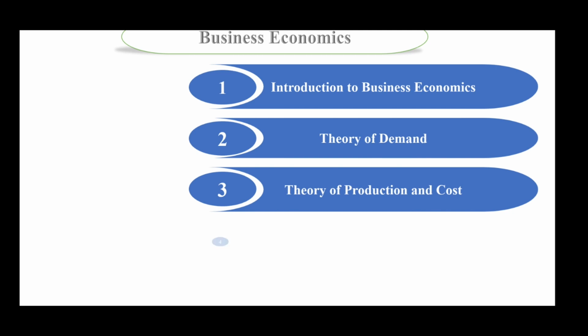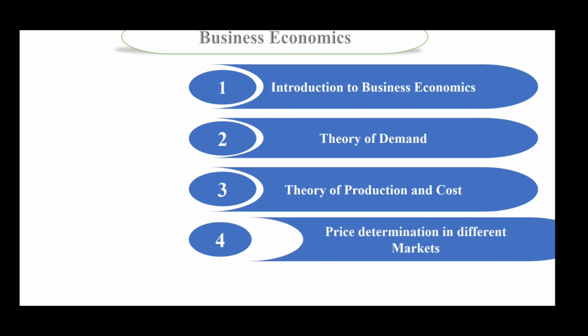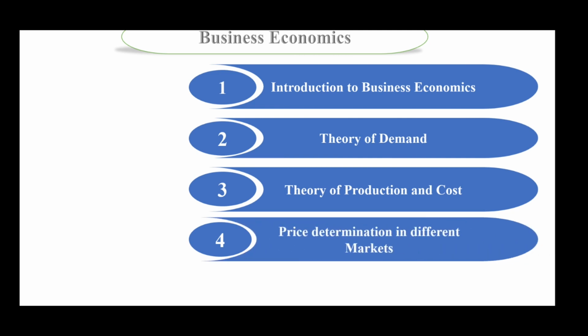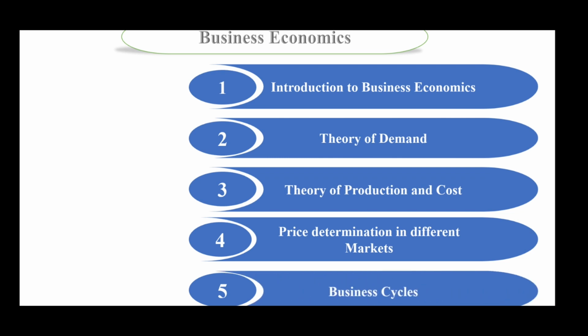Business Economics consists of around 5 chapters. The first chapter is Introduction to Business Economics. The second chapter is Theory of Demand. The third chapter is Theory of Production and Cost. The fourth is Price Determination in Different Markets. Finally, the fifth chapter is Business Cycles.